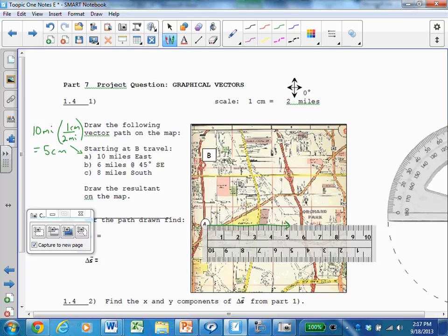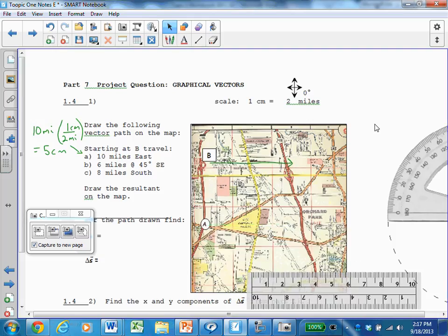Starting at B, it says, uh-oh. Oh, that's all right. What do you mean? It is at B.